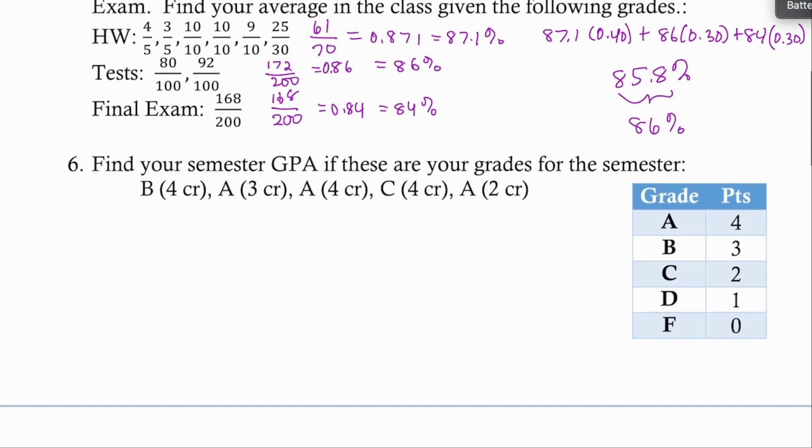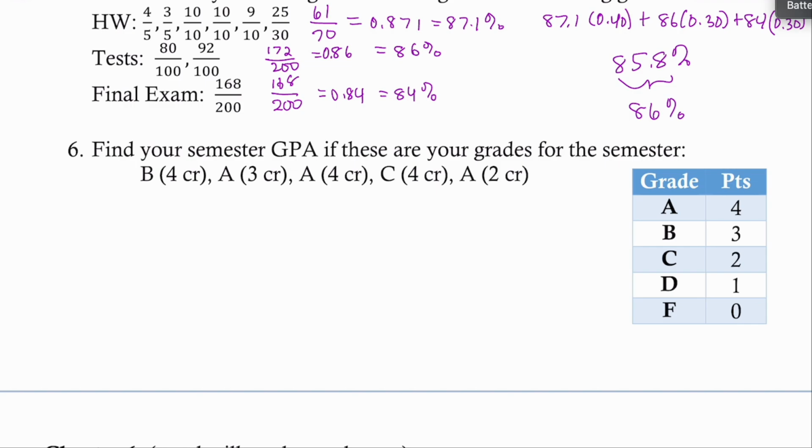Now let's talk about doing GPA. For GPA, remember you get quality points of 4 points for an A, 3 points for a B, 2 points for a C, 1 point for a D, and 0 points for an F. And you get those quality points for every credit that you are taking. So what you're going to need to do is quality points divided by total credits. Okay, so let's do the quality points first.